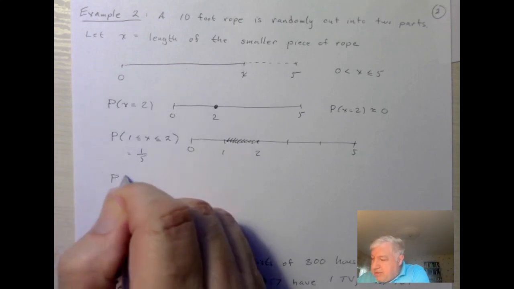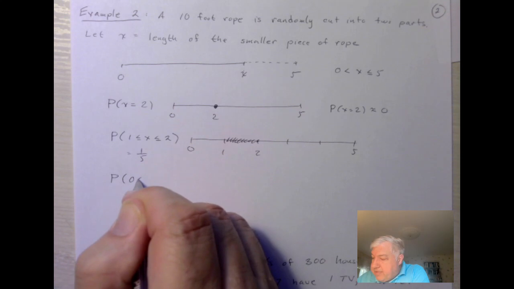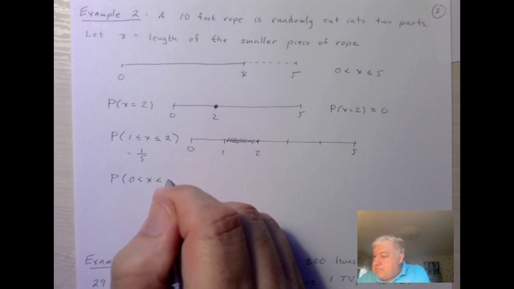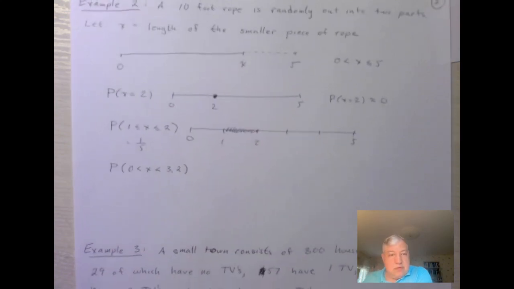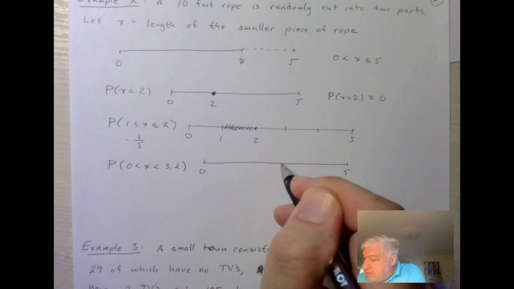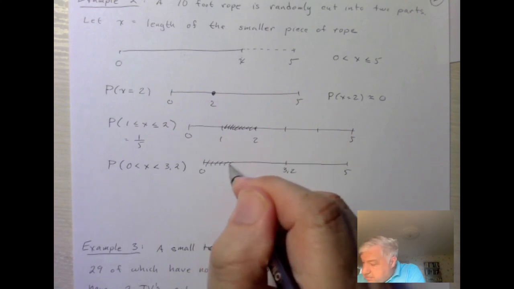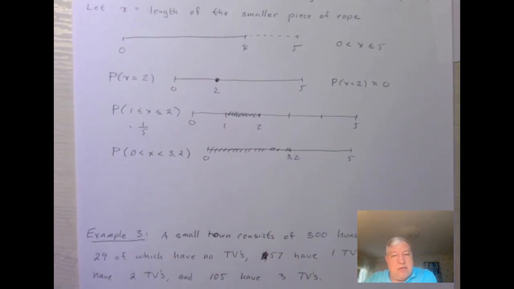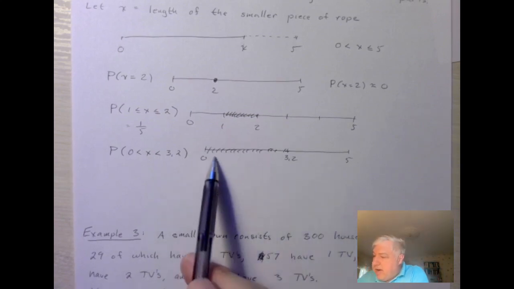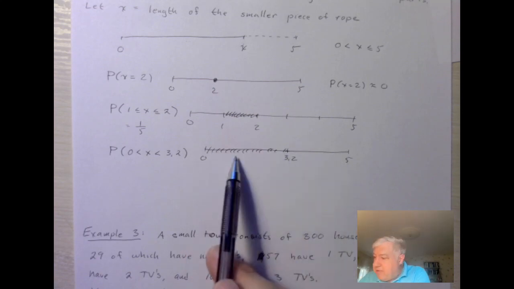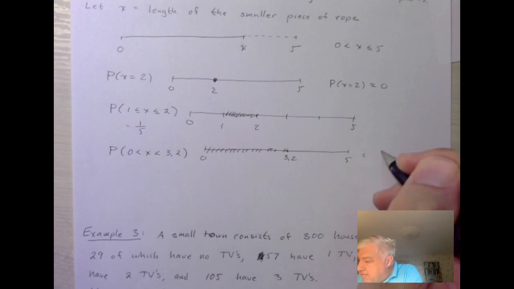If we wanted to find the probability, let's say that x is greater than 0 and less than or equal to, let's say, 3.2, okay, well, we're in this situation here. Here's 0, here's 5, and here's 3.2. And we're talking about the probability that x is in this interval. So we can say, okay, well, the ratio of this shaded interval to the whole thing is about 3.2 to 5. So this would be basically 3.2 over 5.